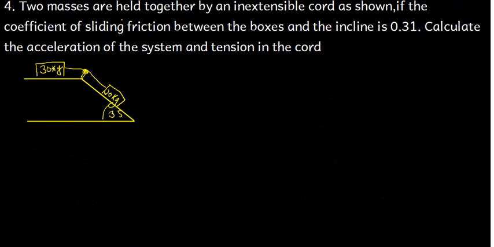Okay, we've been given another problem here. Two masses are held together by an inextensible cord as shown. If the coefficient of sliding friction between the boxes and the incline is 0.31. So we've been given that coefficient of sliding friction. Whenever we're talking of sliding, that is movement. So we're talking of kinetic friction is 0.31. Now I want to determine the acceleration of the system and the tension in the cord.